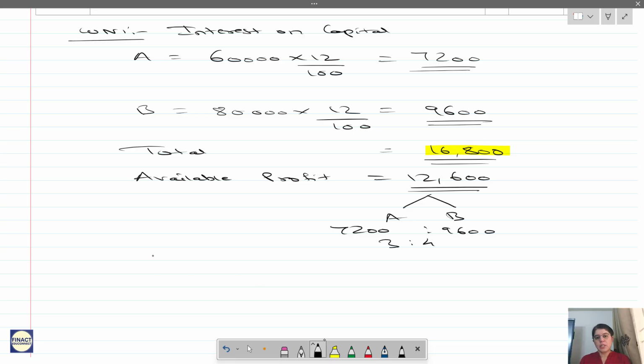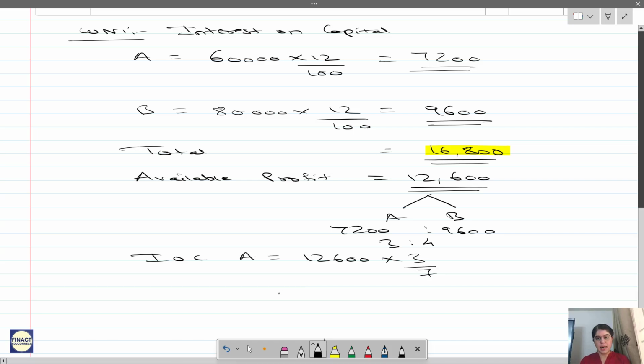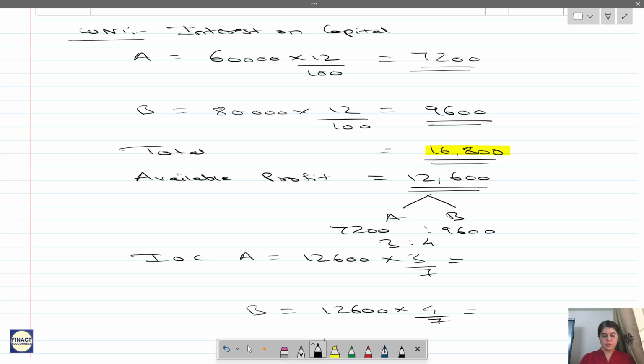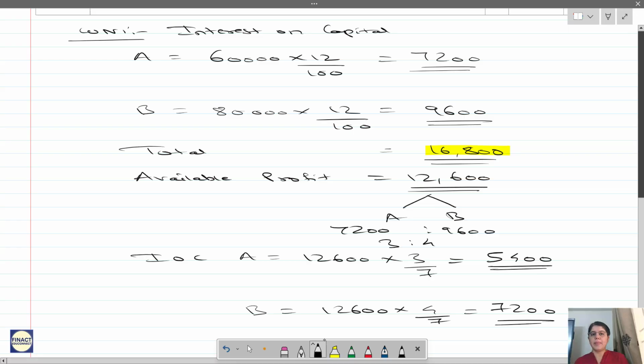So now how much interest on capital will A get? 12,600 into 3/7, correct? And B will be 12,600 into 4/7. Calculate this. How much does this come to? 5,400 and 7,200. So this will be our interest on capital entry. So we are done with the working.